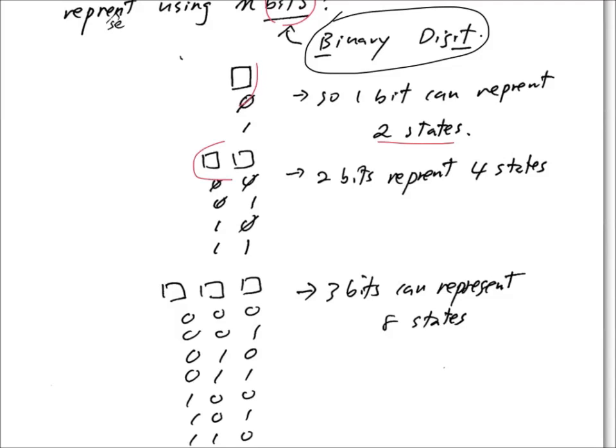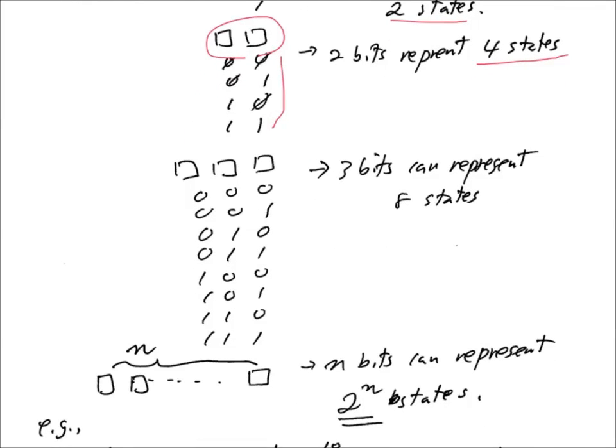If you have 2 bits, then we can have 00, 01, 10, 11. So we can take 4 different states. If you have 3 bits, then we can take 000, 001, 010, and so on until 111. So we can have 8 different states.